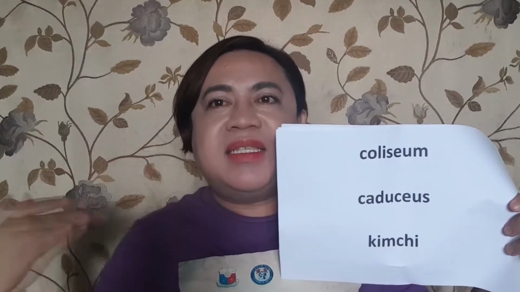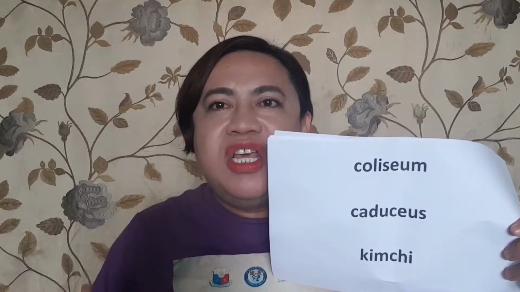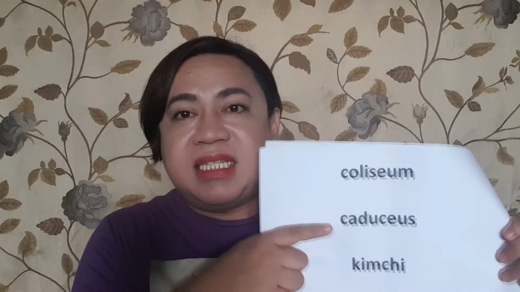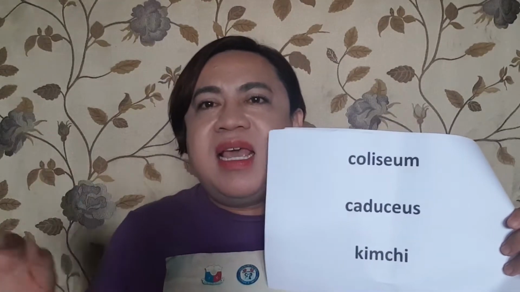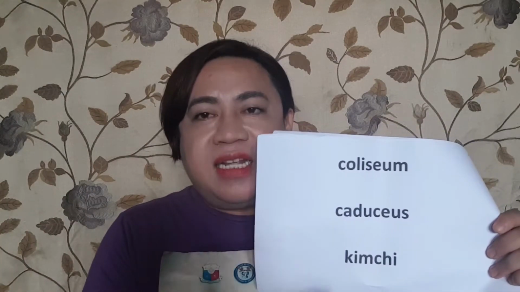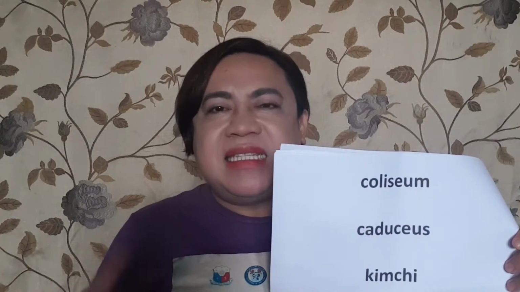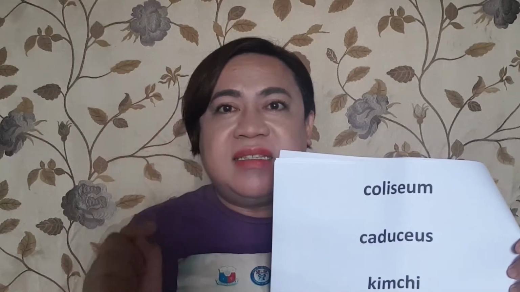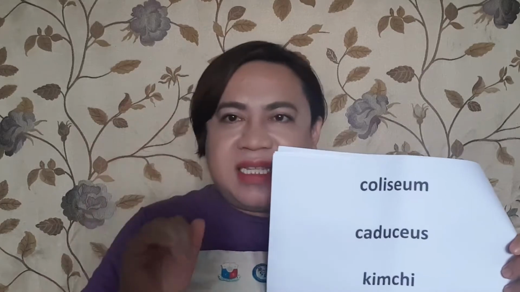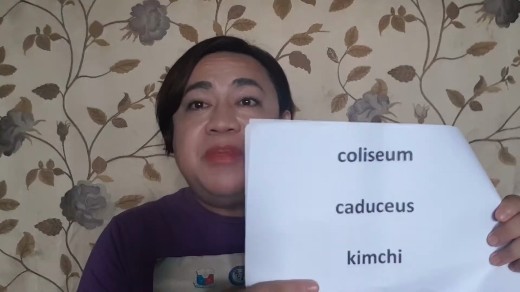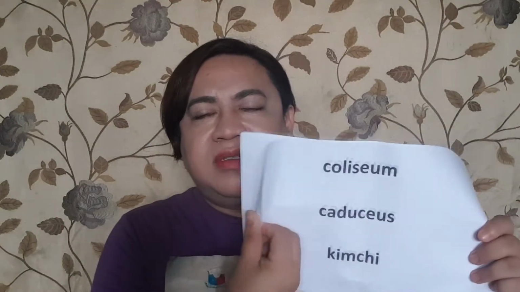A coliseum is a structure. It's like a hall, which is open and circular in structure. Okay, next, caduceus. This one also has a Latin origin. And caduceus is already an icon or a symbol of medicine. It's the winged staff with two intertwining snakes. Yes, two Chinese things. And then kimchi has a Korean origin. It's like an appetizer.